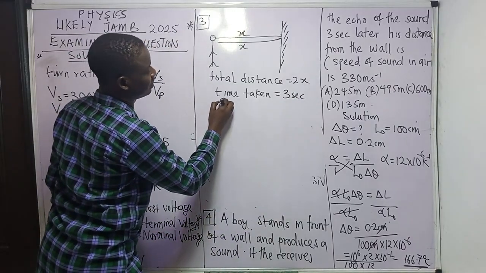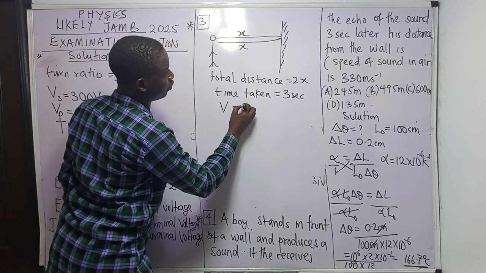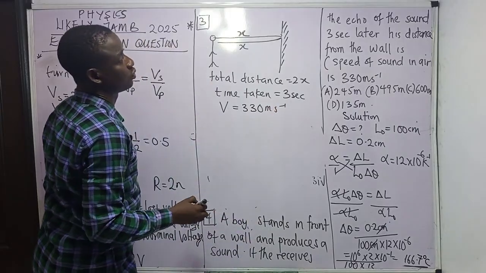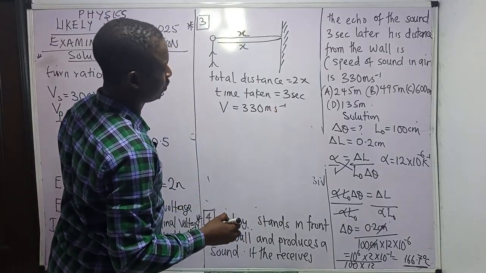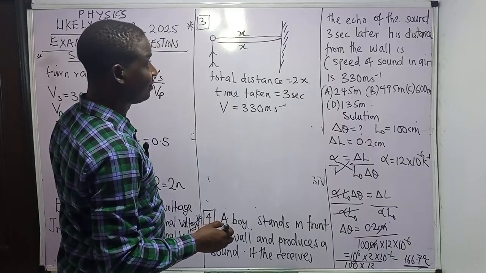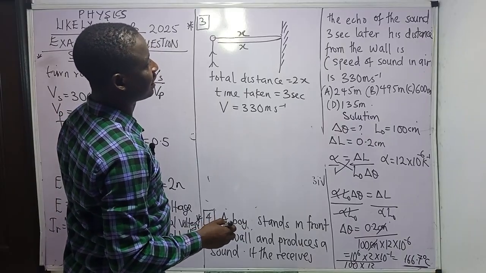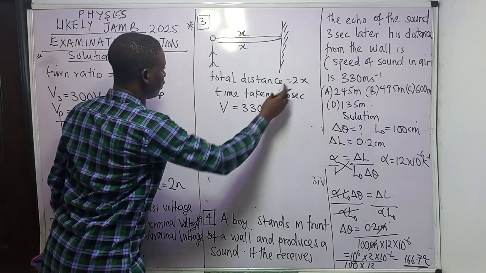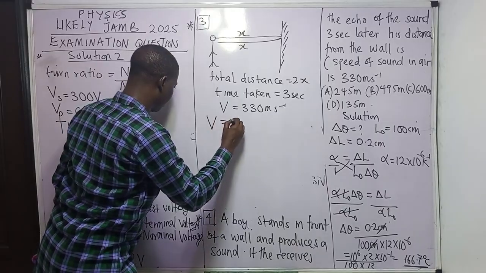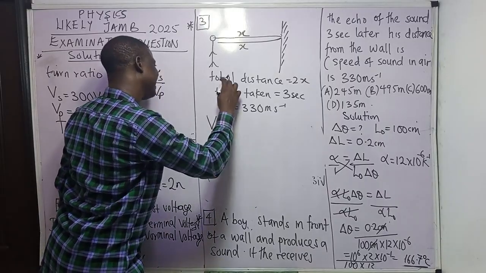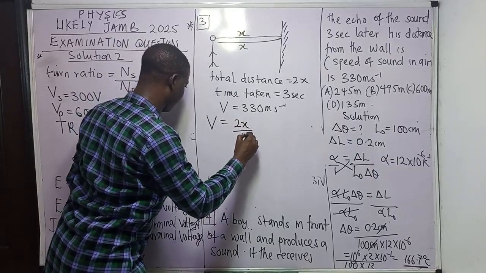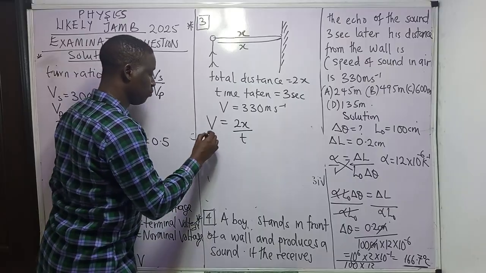They said take the speed of sound to be equal to 330 meters per second. What they say we should find is the distance from the wall, so that we are looking for S. From the echo principle, velocity equals distance over time. So now it is 2x over time.